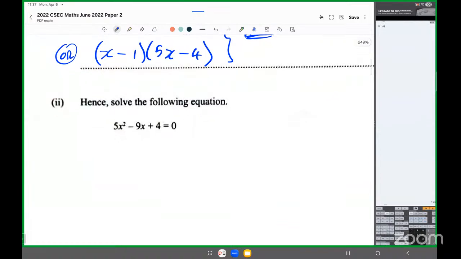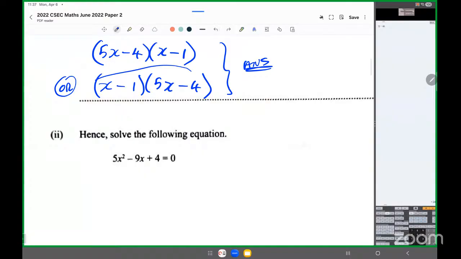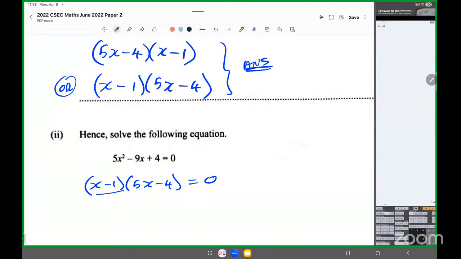Then they say we're to solve this, and we have already factorized it here. So this now would factor into x minus 1 times 5x minus 4 equals 0. So then it's either x minus 1 equals 0, or 5x minus 4 equals 0.